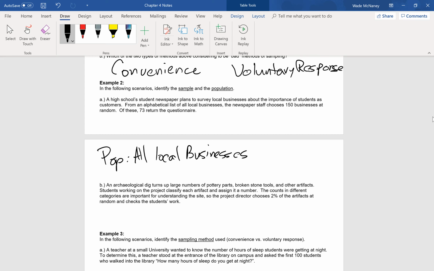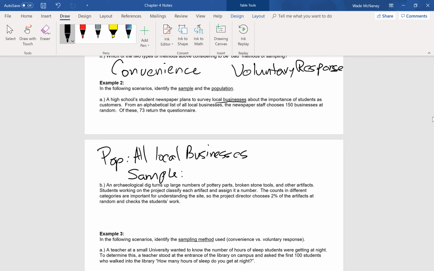Okay. Newspaper plans to survey all local businesses. That is my population. Then what is my sample? And the sample, if you refer back to the vocabulary up above, the sample is the actual people or individuals that we gathered data from.